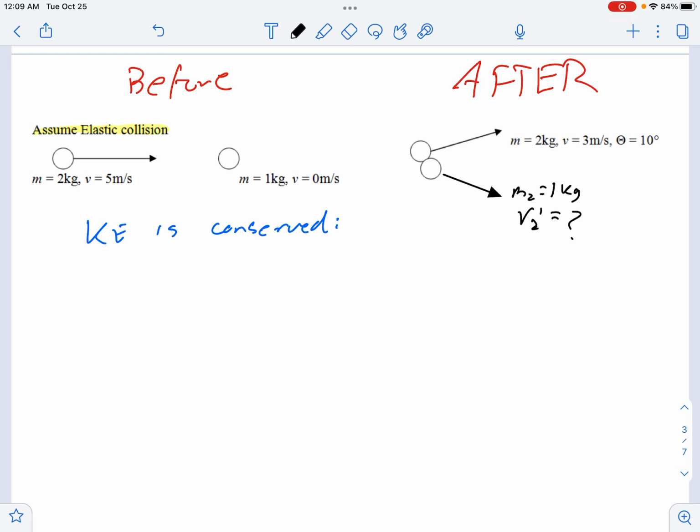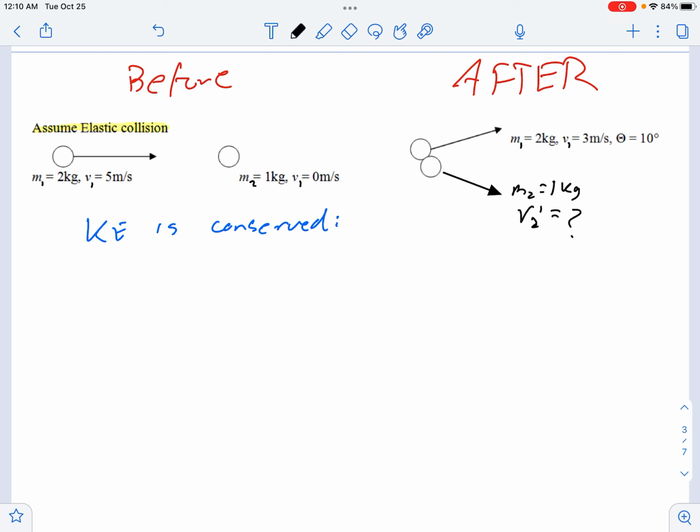I'm going to call this one mass 1. This is v1, so the 2 kilogram ball is moving at 5 meters per second. It strikes ball 2, M2, which is initially at rest. Afterwards, ball 1 goes off at 3 meters per second, that's v1 prime to indicate after, at an angle of 10 degrees above the horizontal. Energy doesn't have any direction to it, so we'll worry about that theta a little bit later on.